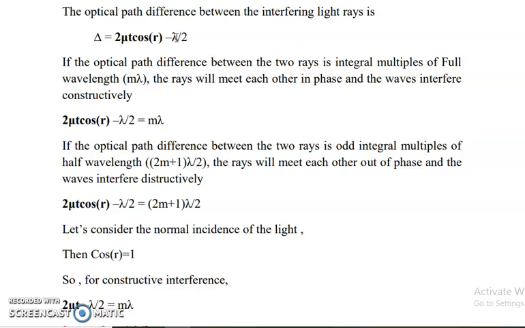So for a composite light, for example a white light source, some wavelengths will obey the condition for brightness, while at the same time some other wavelengths will obey the condition for darkness. So the wavelengths or colors obeying the condition for brightness or constructive interference will dominate in intensity over the wavelengths obeying the condition for darkness.